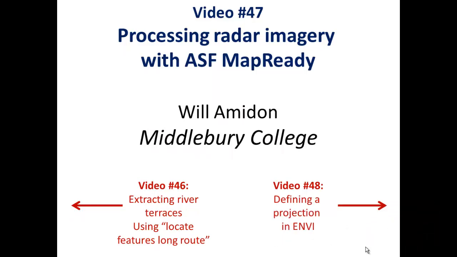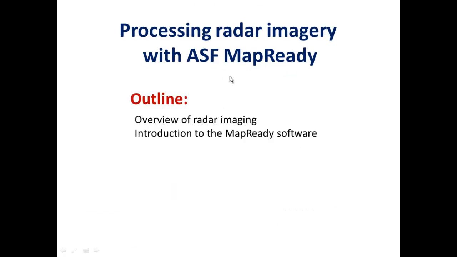This will be the first video in a series of videos in which we'll be using GERS-1 radar images to map out wetlands in the Middlebury, Vermont area. And we obtained these radar images from the Alaska Satellite Facility. And the first step in our workflow will be to take these images and convert them from their raw level 1 format into a GeoTIFF format using the freely available MapReady software from the Alaska Satellite Facility.